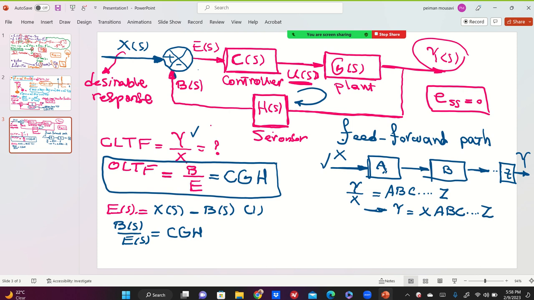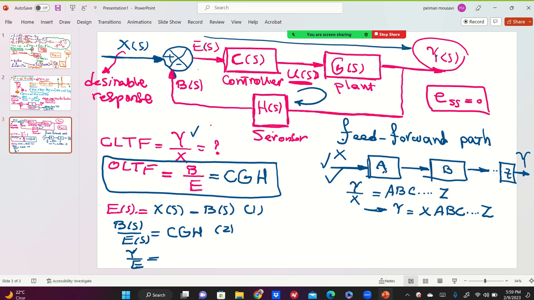So, what is relation number 2? What is between Y of s and E of s? You tell me. Y over E, what is that? Look at here, in this feed forward path. Yes, C, G. That's right. So from here, you see that Y is equal to C, G, E.